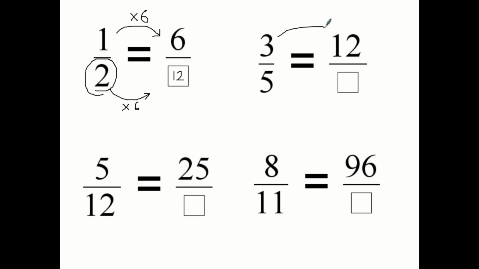What have I done to the numerator here? I've multiplied it by 4. So I must do the same to the denominator. That must be multiplied by 4 as well, and that gives me 20. What's the numerator been multiplied by here? 5. So 12 must also be multiplied by 5 to get the new denominator of 60.